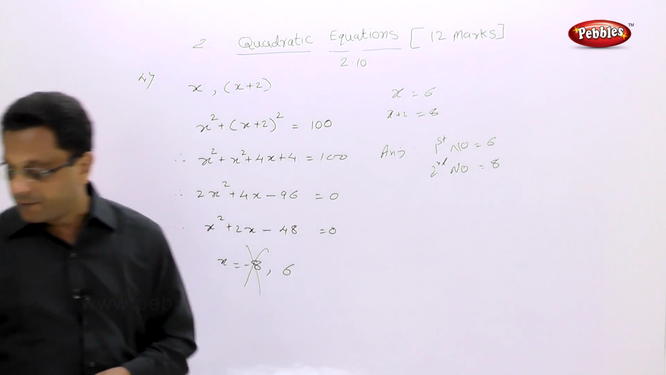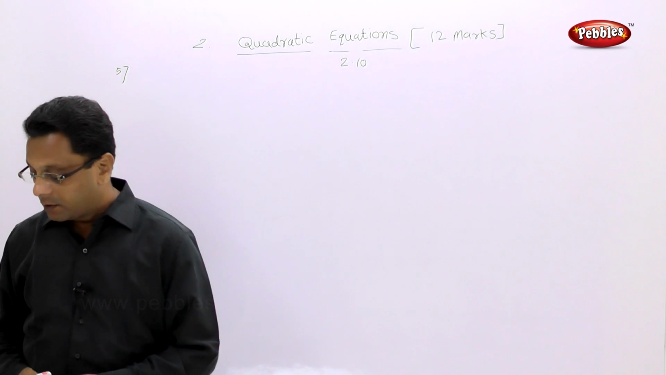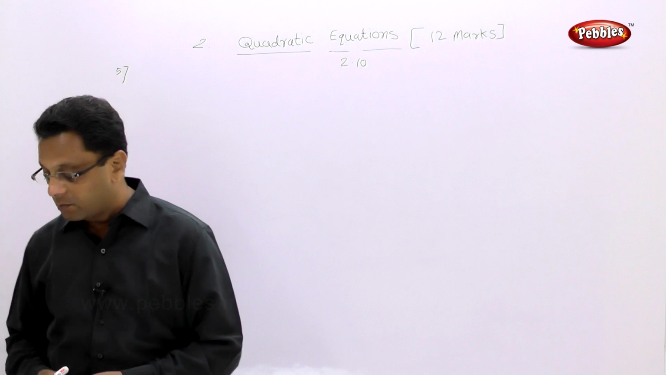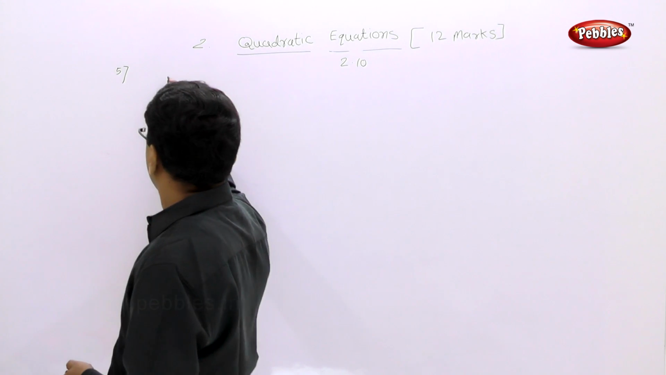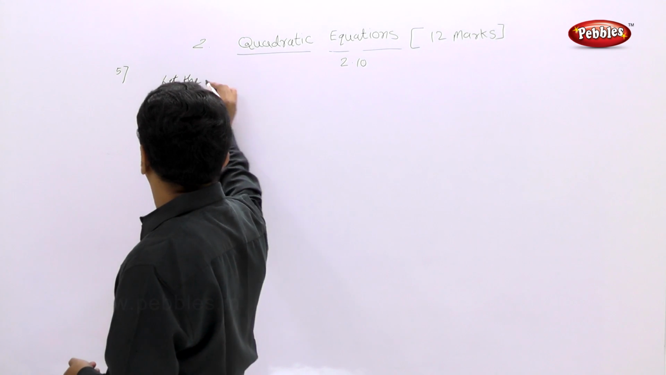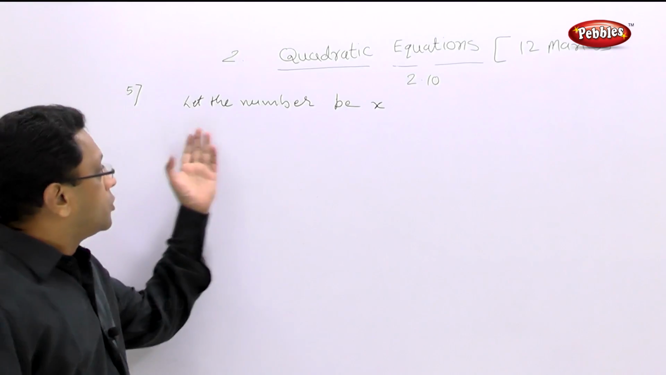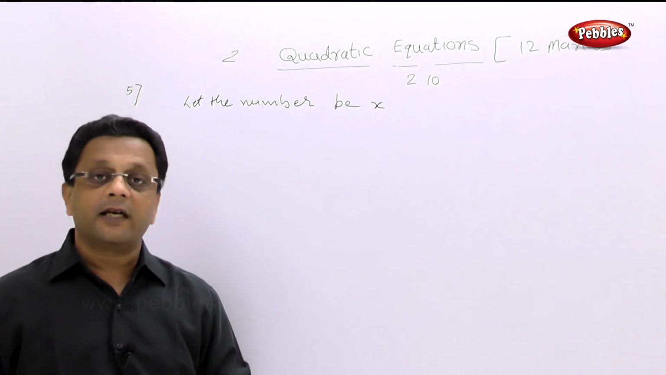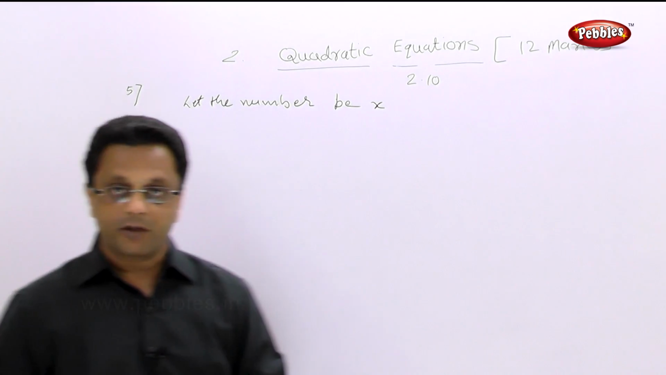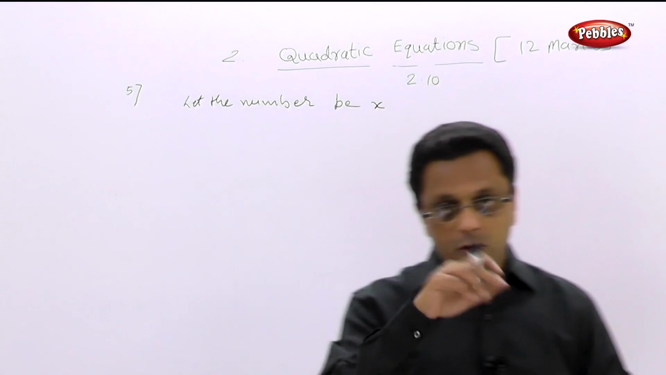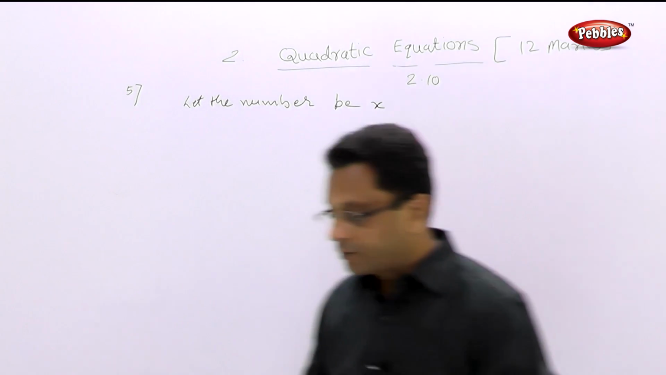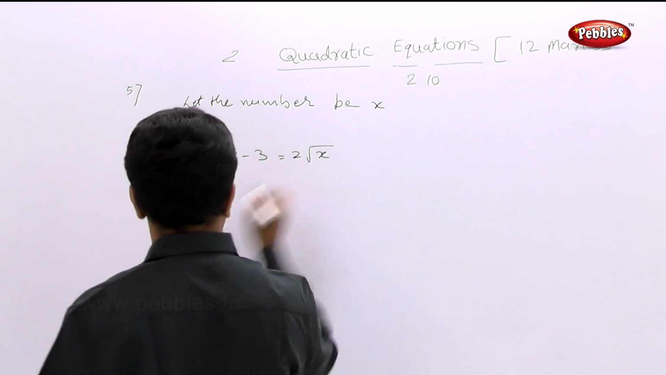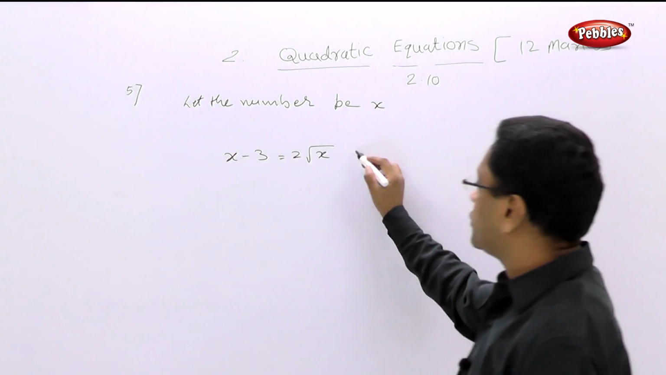Example number 5. A natural number is greater than twice its square root by 3. Find the number. So let the natural number be x. Now they say that a natural number is greater than twice its square root, that is root x, that is 2 root x, by 3. So x minus 3 is equal to 2 root x. This is the first equation we get.